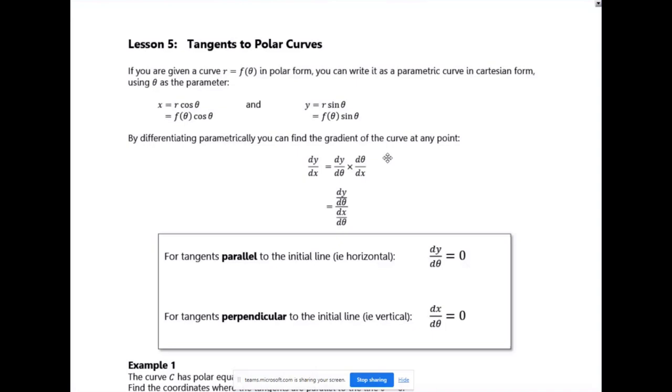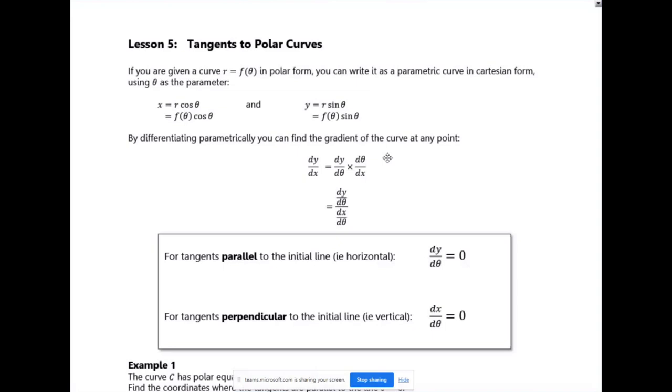This is basically a parametric equation, so we're not looking at it in terms of r now. We're looking at it in terms of x and y and theta, because for a tangent, the gradient is given by dy by dx in Cartesian coordinates. A way to convert this into polar is to use the chain rule. So you've got dy by d theta and d theta by dx, and you can find the gradient at any point by dividing those derivatives.